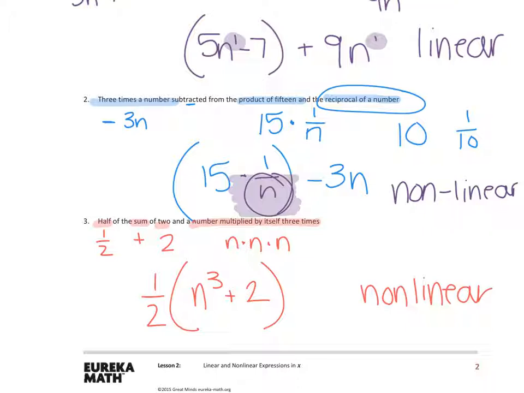So writing the expression, just as hard as it was in lesson 1, that didn't get any easier, but now we're decoding and analyzing to see, is the exponent a 1 or 0, or is it not?